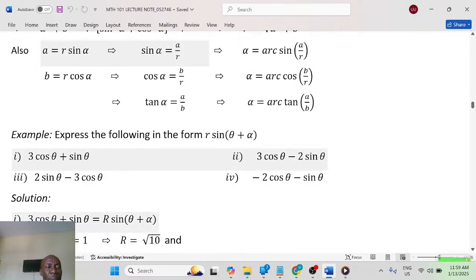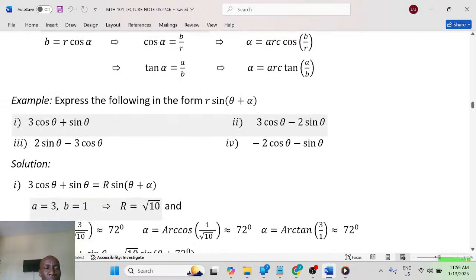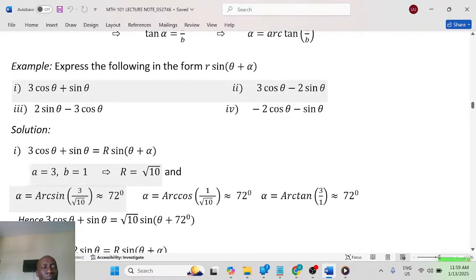Because of time, I will only be looking at the first and second example. You have to visit the other ones at home, sit down, go through it, and I believe when you look at what I have explained to you, you'll be able to solve the third one and the fourth one. The fourth one is express the following in the form R sin theta plus alpha. We are given 3 cos theta plus sin theta. 3 cos theta plus sin theta is equals to R sin theta plus alpha.